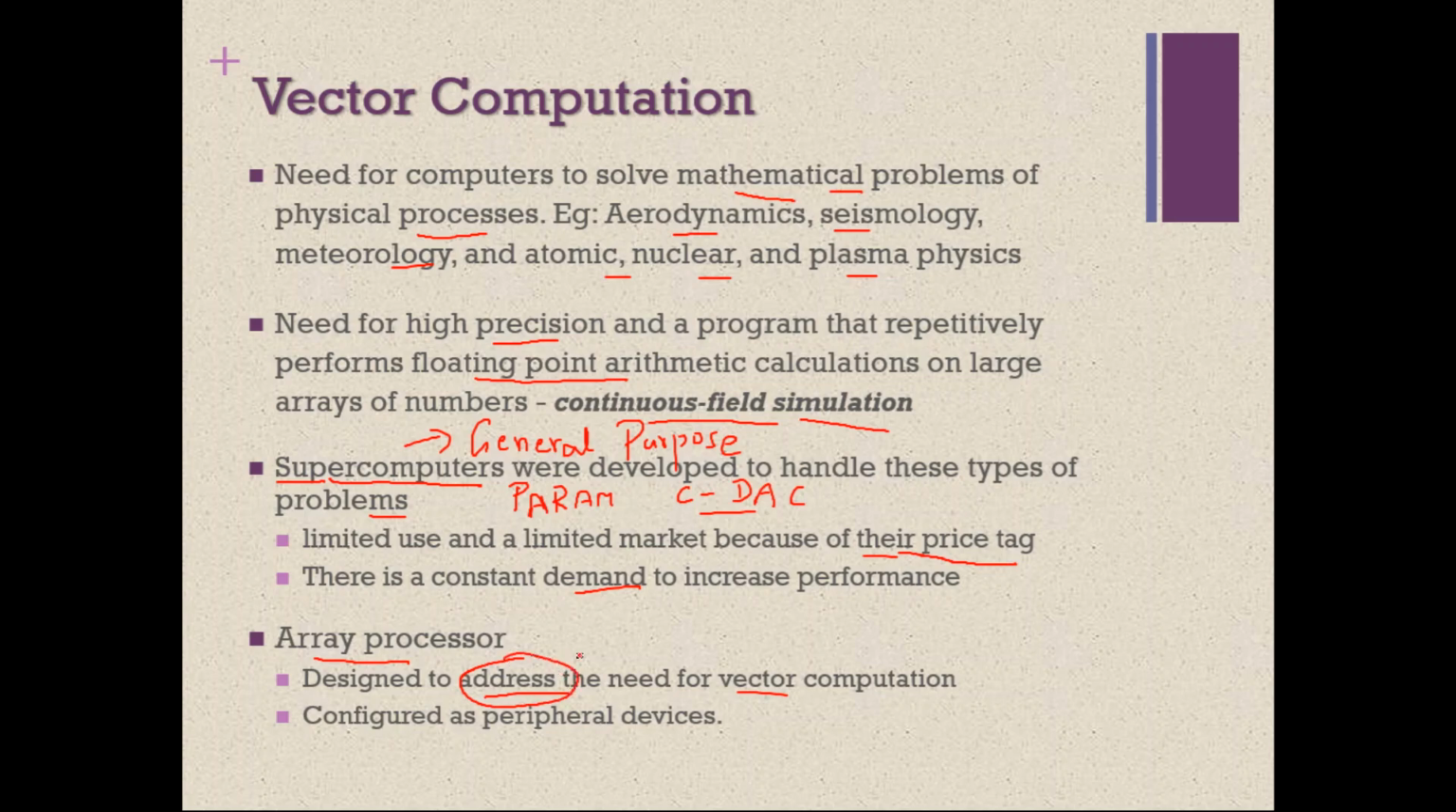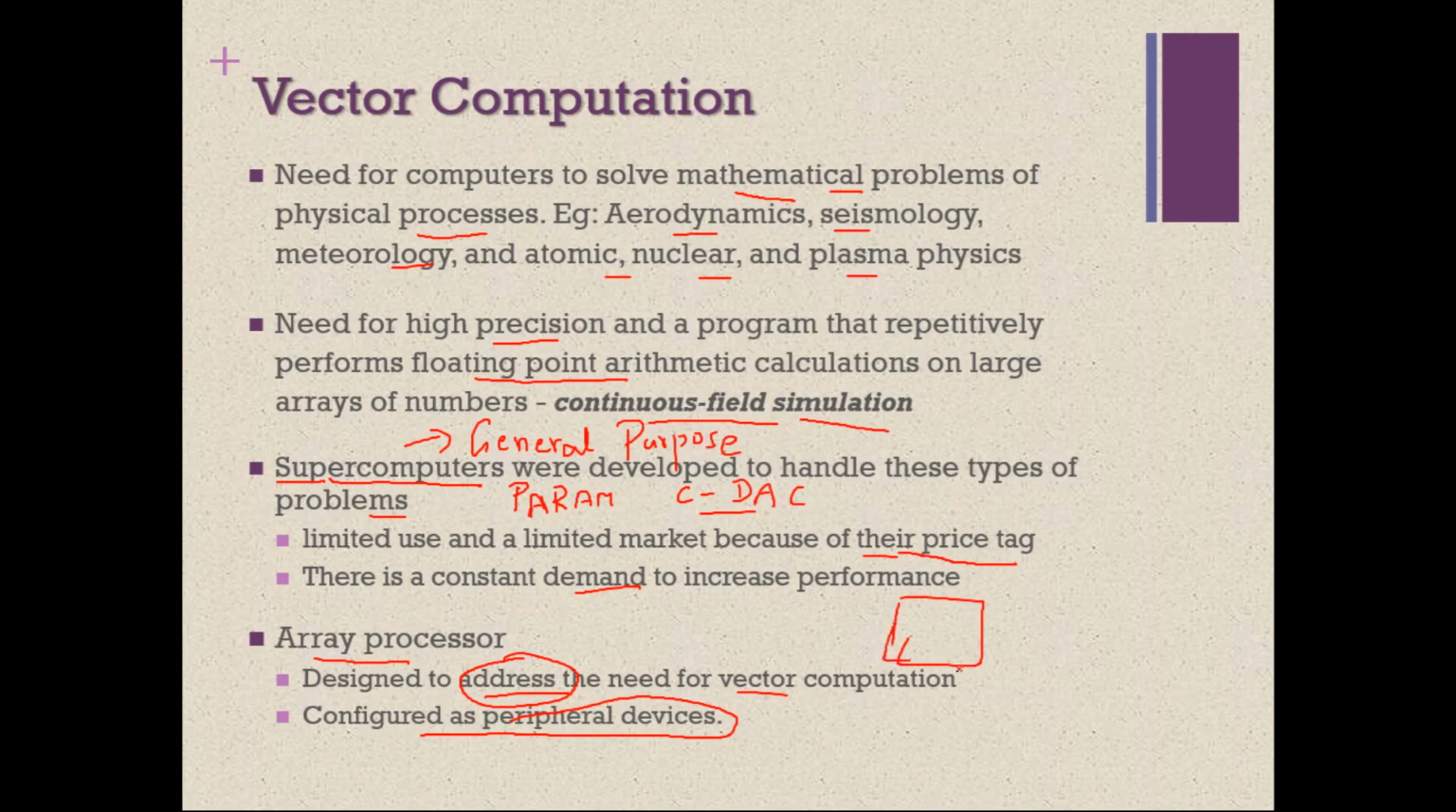These processors are custom designed to work on vectors, whereas normal processors work on scalars. These processors can be configured as a peripheral device in a normal computer. Say, for example, you already have a normal computer, right?